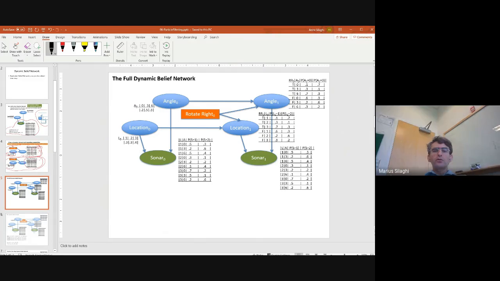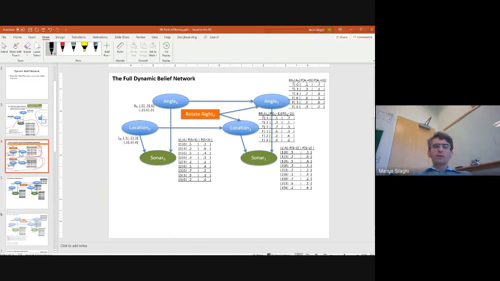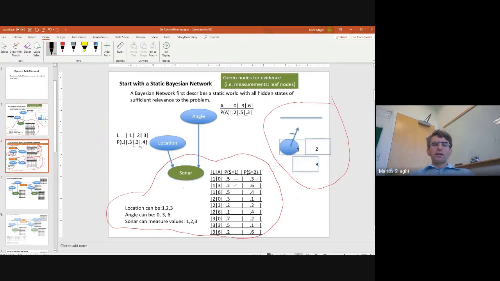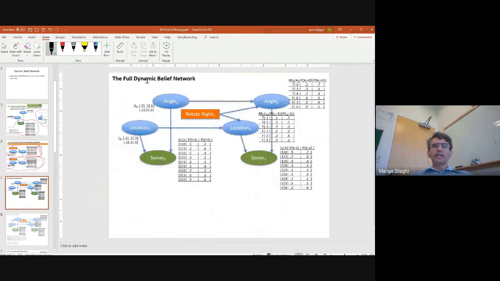So based on these two Bayesian networks, we compose two sets of Bayesian networks, the static one and the transition ones, and we get a full dynamic belief network. The full dynamic belief network looks like this. So based on location 0 and angle 0, you have the Sonar measurement at the beginning. Then you have an action rotate right, let's say, that can be true or false. Based on it, you are going to have a new set of angles, angle 1 and location 1, with their conditional probability tables copied from the previous one.